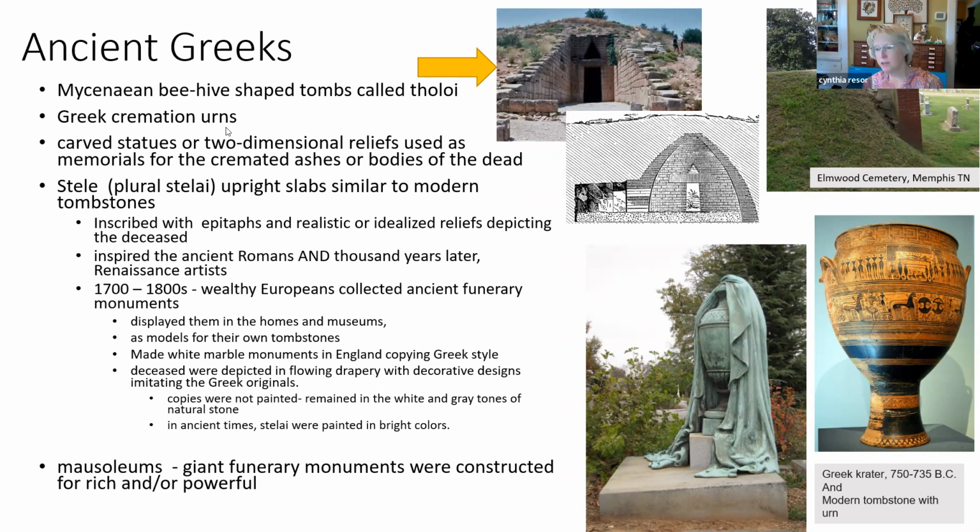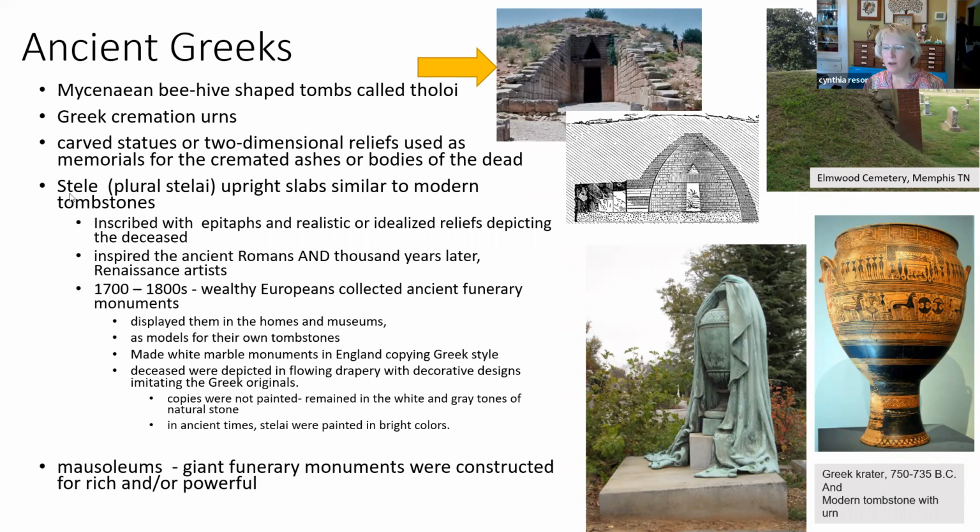Now, the Greeks could be cremated or they could be buried. They practiced both. But they loved carved statues or two-dimensional reliefs carved in marble or stone to memorialize the dead. The word they used for the upright slabs was a stele, or stelae plural. And I've got some pictures in a minute, but it's basically what modern tombstones are.